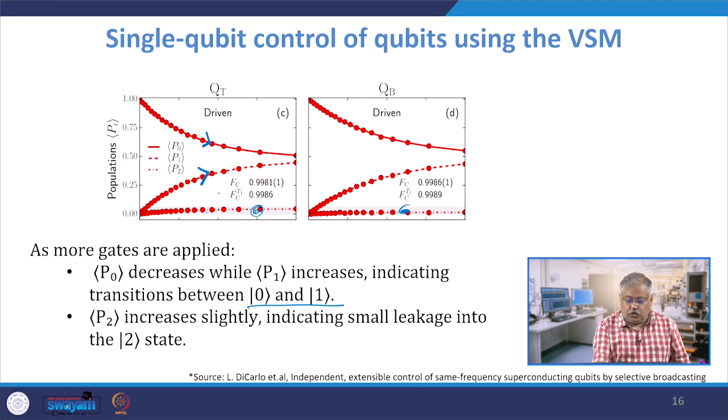In both cases, for QB and QT, when QT is driven and when QB is driven, the 0 state is going down to around 0.5 and the 1 state is going up to around 0.5. If you increase it further, you will see a crossover and the 1 state will become the driven state.